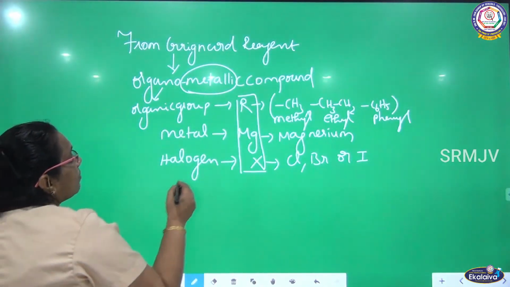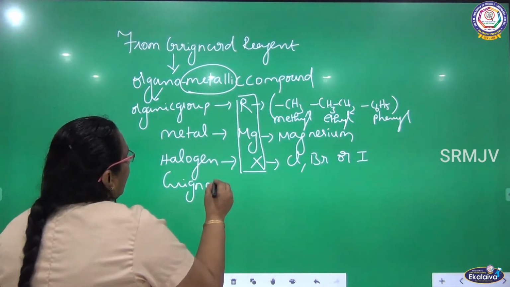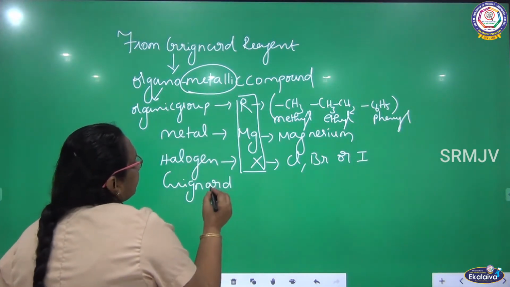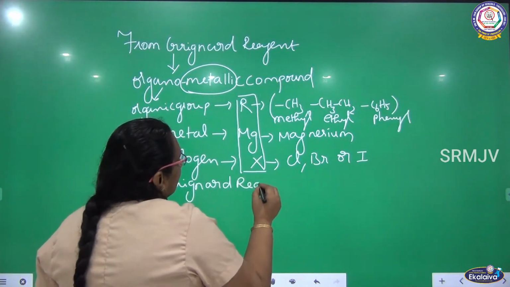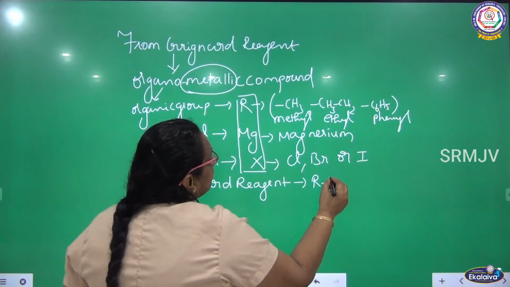So what is the symbol of Grignard reagent? Grignard reagent is represented as RMgX.